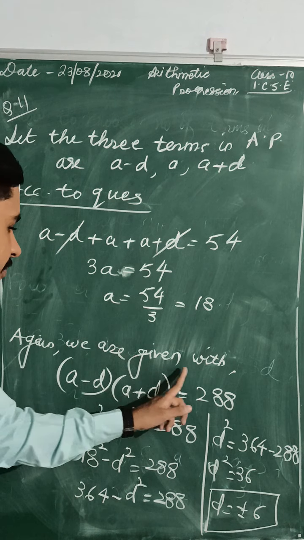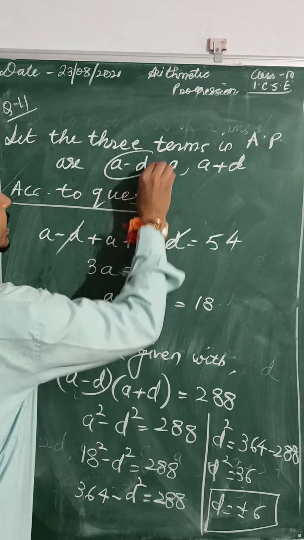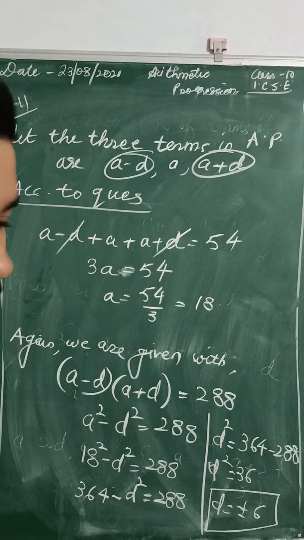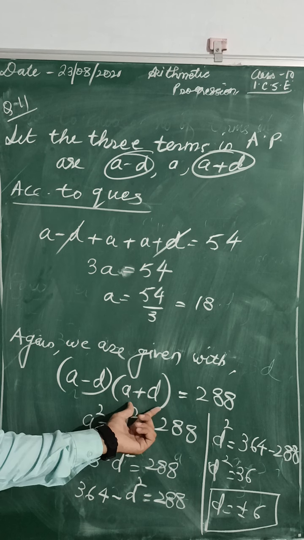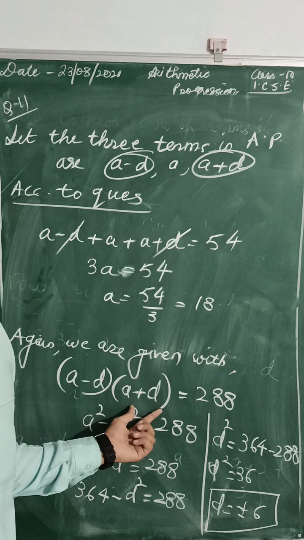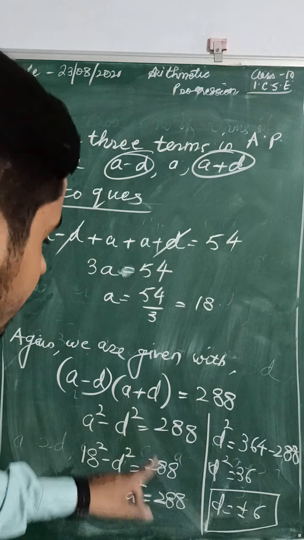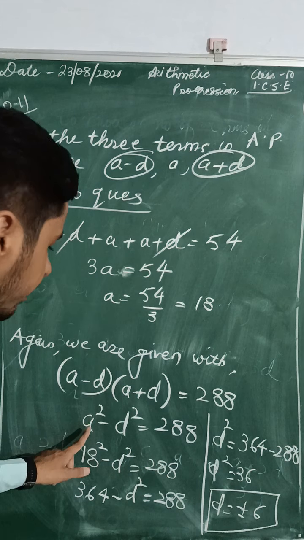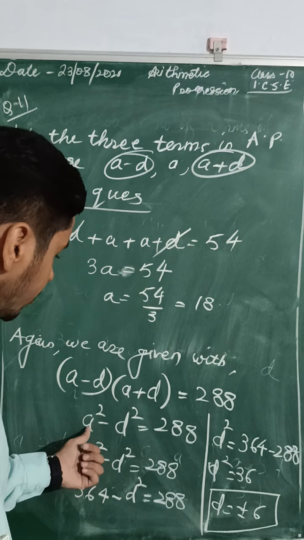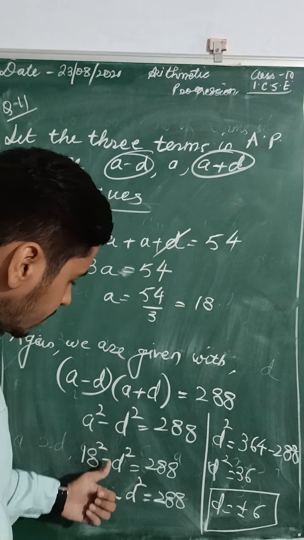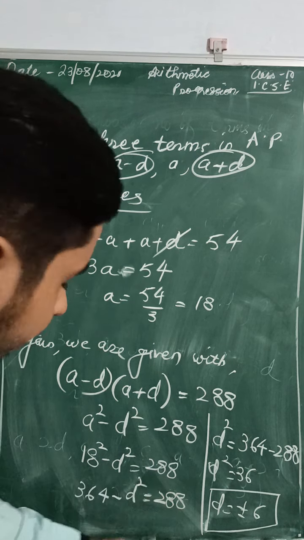Now again we are given that the product of the first and the third term is 288. So for the first and third term, you are getting the identity of a square minus b square, which is a plus b, a minus b. So it will be a square minus d square is equal to 288. In place of a, we can put 18. So 18 square minus d square is equal to 288.